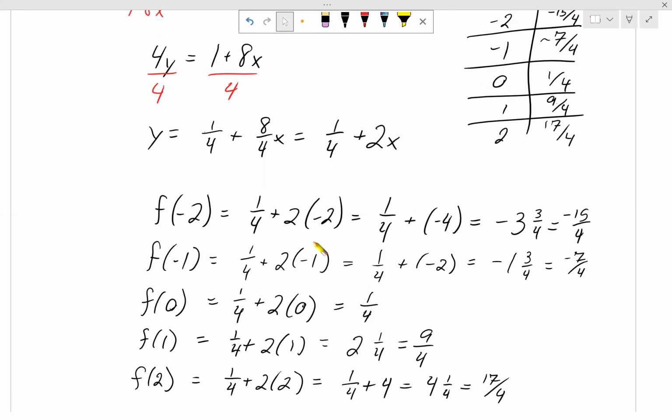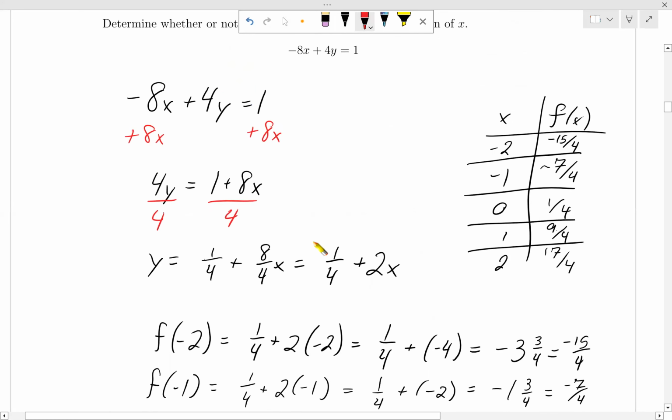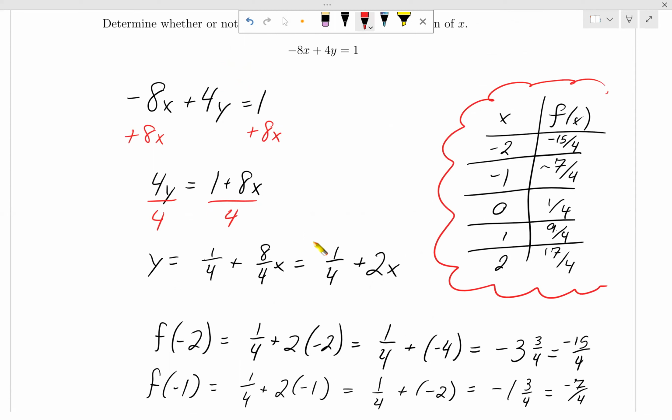Alrighty, so looking at this right here, I see that for every element that I put in, I get one value. I'm not getting plus or minus anything. I'm not getting some weird multiple numbers. I'm only getting one value. This -2 goes to -15 over 4. -1 goes to -7 over 4. And for all of these, I just get one value. So this is a function.